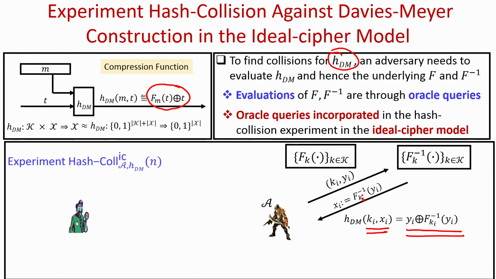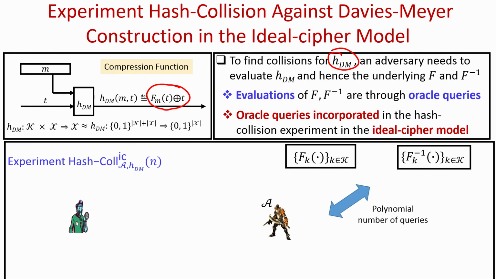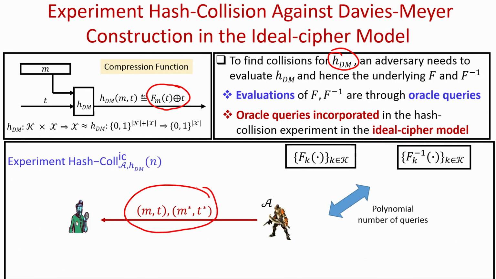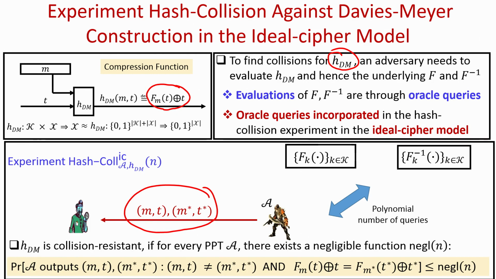By making oracle queries to the fk family and to the fk inverse family, we can assume that the adversary is going to compute the output of the Davis-Meyer function on several messages of its choice, namely a polynomial number of messages, because our adversary is polynomially bounded. Finally, it submits a collision, namely a pair of inputs m comma t and a pair of inputs m star comma t star. The security definition here is that we will say that this collision resistance experiment is successful for the adversary in the ideal cipher model if, in this model where the adversary is given oracle access to the fk family and fk inverse family, the probability that the adversary could come up with a collision is upper bounded by a negligible function. The collision is specific because we are now analyzing the collision with respect to the Davis-Meyer construction.